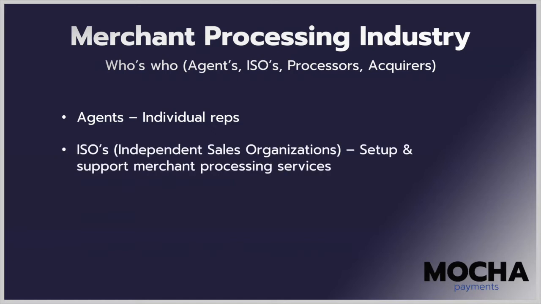The agents will usually partner up with a local one. In many cases, it all depends. But the ISO is the group or organization that really sets up and supports your merchant processing services. So in other words, they actually do the boarding process with the backend processor, and they also will provide the direct contact number, or you will have a rep with them in order to get assistance if you have questions about your account, or if you need to make changes.